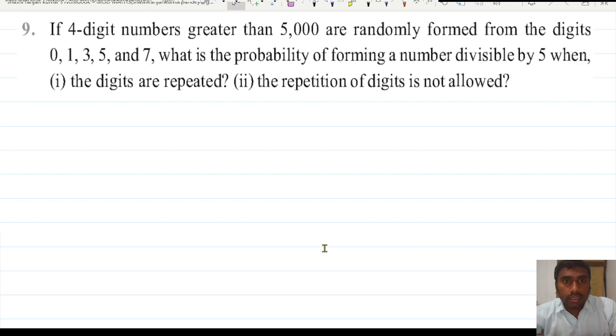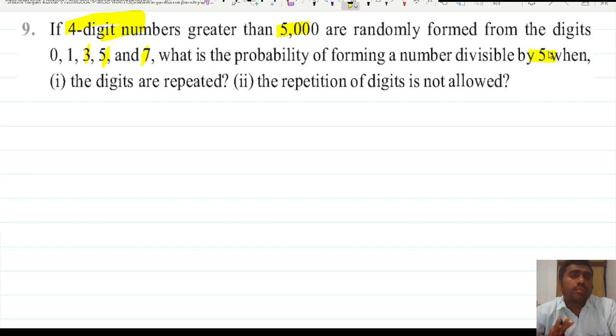Hello everyone, let us discuss in this video question number 9 of the probability chapter, class 11th NCERT, miscellaneous exercise. Let us see the question. Four digit numbers greater than 5000 are randomly formed from the digits 0, 1, 3, 5 and 7. What is the probability of the formed number being divisible by 5?